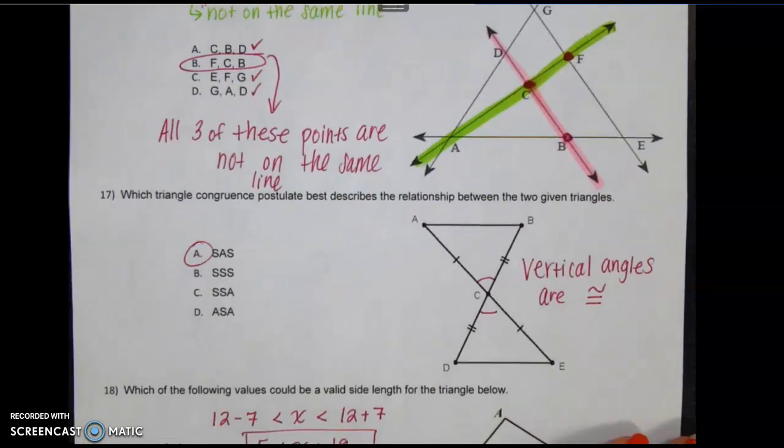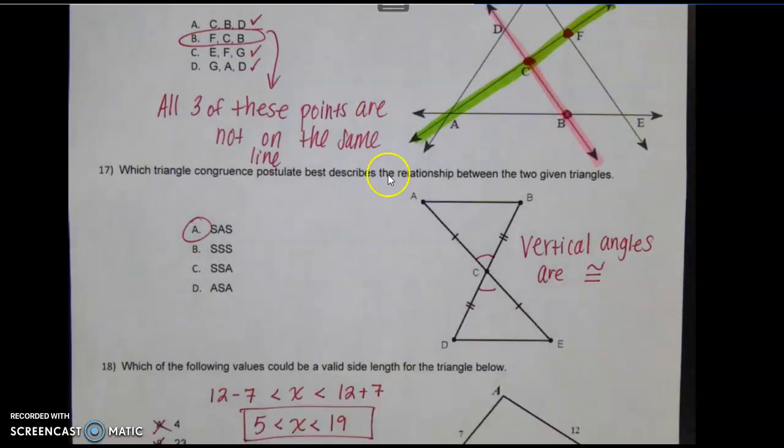Number 17, it says, which triangle congruence postulate best describes the relationship between the 2 triangles? I've got a tick mark here and here, so these sides are congruent. I've got 2 tick marks here and here. Those sides are congruent. And remember, bow tie shape means vertical angles are present. So I've got a side, an angle, a side. Side, angle, side. It's SAS.